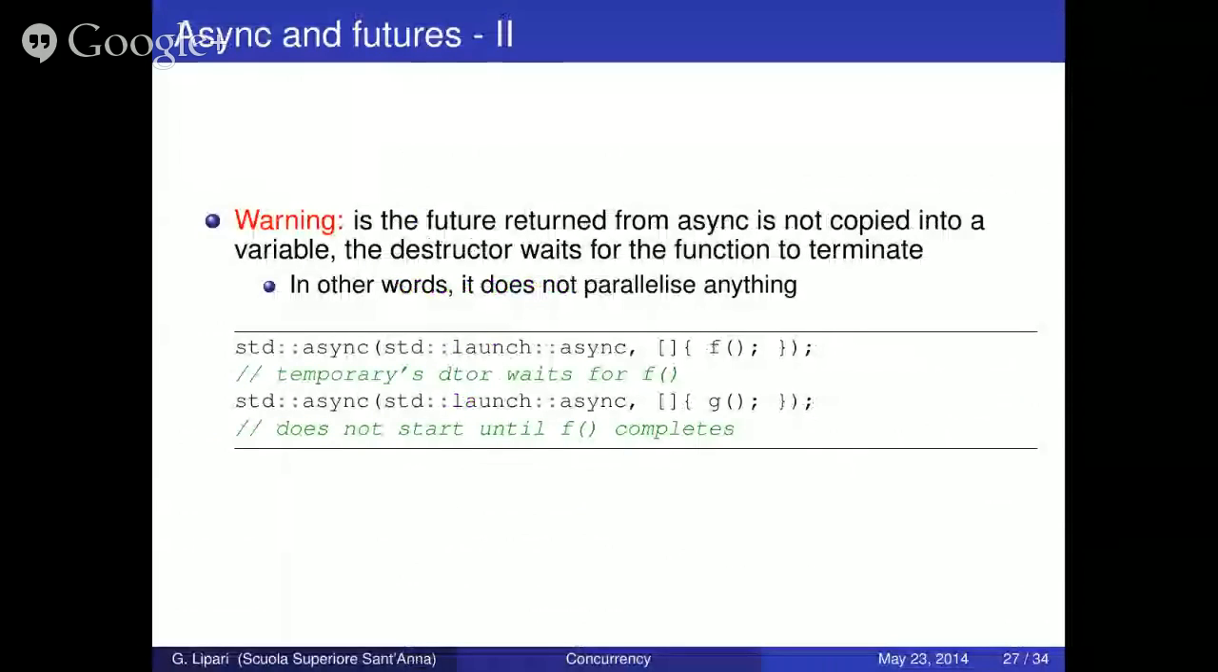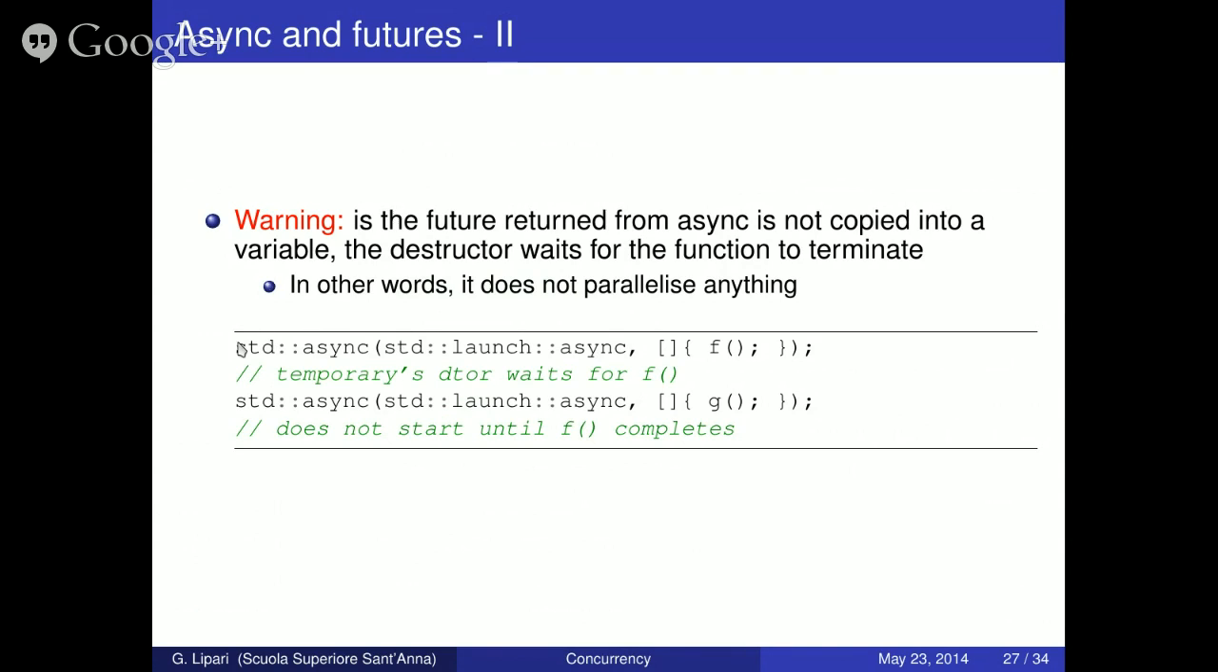You have to be a little bit careful, because even if your function is a void and you do async, it will anyway return a future on which you can synchronize. Of course, you cannot get anything because the value is void, but you still have to synchronize.